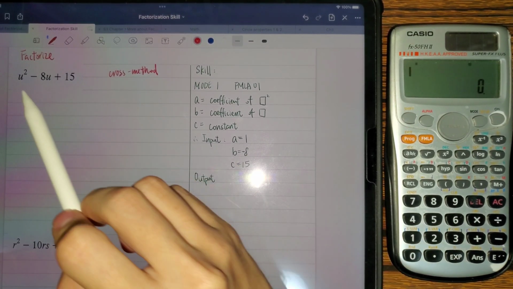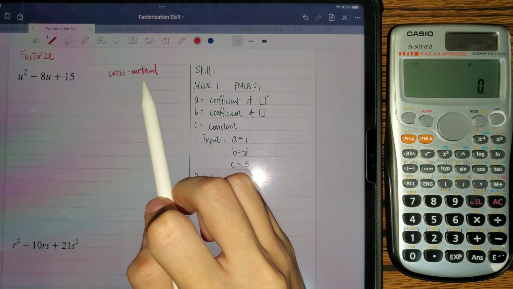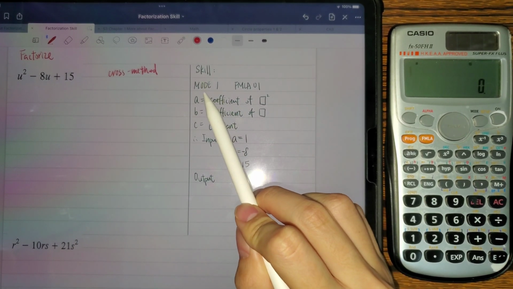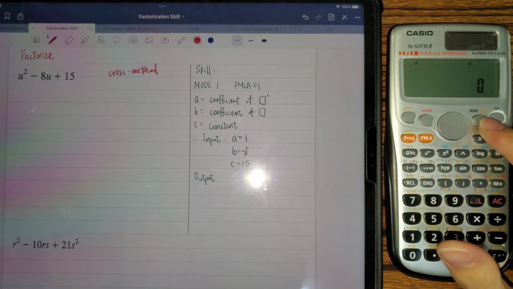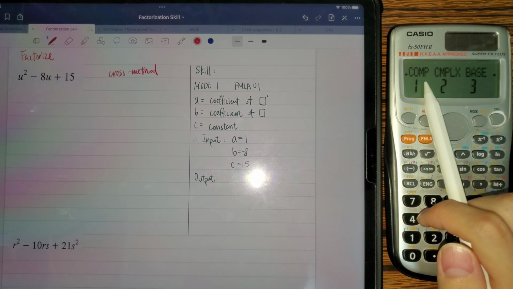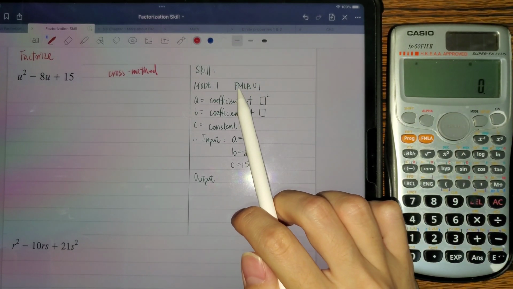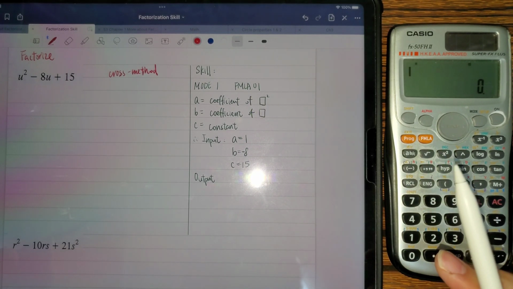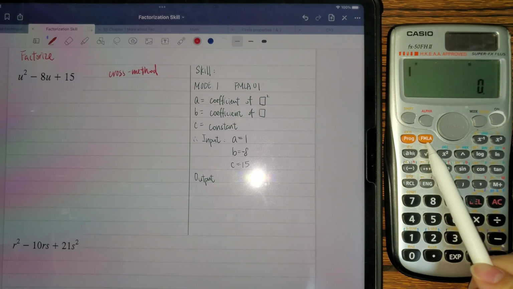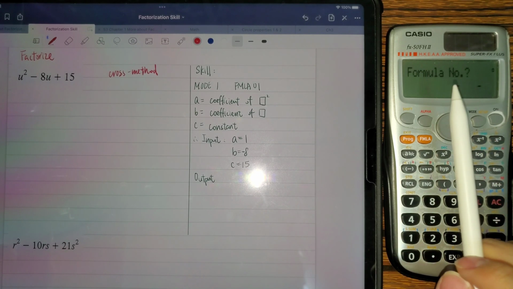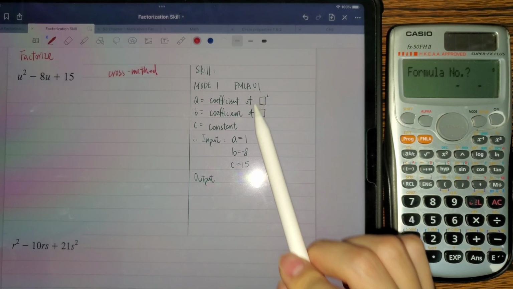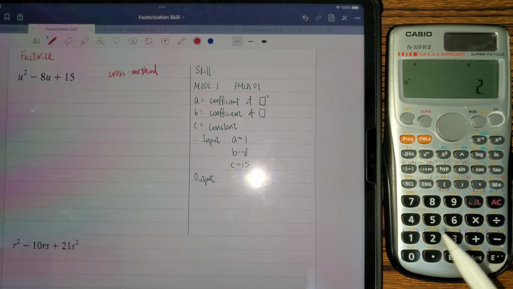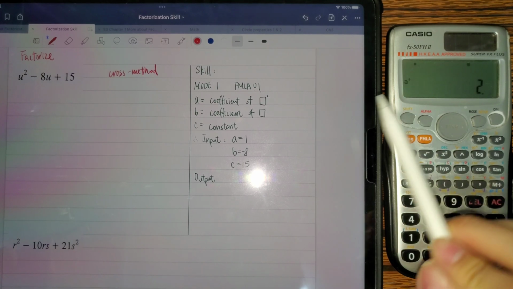So when we are thinking about using the cross method, we think about the skills with mode 1. Check again that your calculator is in mode 1: press mode and 1, COMP, and then press formula 01. Formula, where is formula? You see the orange color FMLA, and then you press it. The calculator will ask you for the formula number, so you type in 01. And it will ask you about A, B, and C.